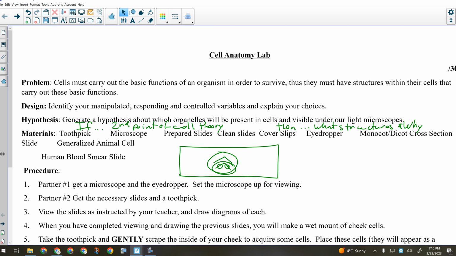So if you were to say that a nucleus will be visible in all of the cells, you'd probably want to tell me why the nucleus would be there. I would say list a few. And again, list ones that are going to be visible. Ribosomes are there, but we're not going to see them.